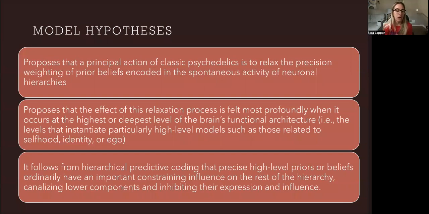And then it follows from hierarchical predictive coding that precise high-level priors or beliefs ordinarily have an important constraining influence on the rest of the hierarchy. So these predictive codings influence the rest of the brain. It's kind of like the leader that tells the rest of the brain, fall in line, I have the most efficient way of running, just do it how I want it. There's this constraint on the rest of the hierarchy. And then this canalizes lower components and inhibits their expression and influence. So these lower components are able to flow a little bit more freely throughout the brain.